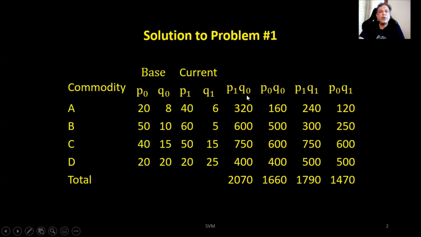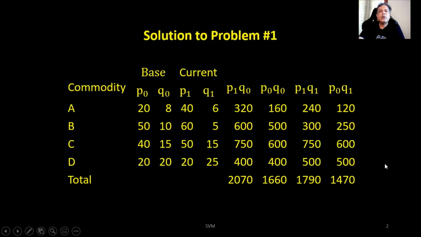When you say P1 into Q0, you are multiplying 40 into 8 to get 320, 60 into 10 to get 600, 50 into 15 to get 750, 20 into 20 to get 400. Similarly, you calculate P0 into Q0: 20 into 8, 160, 50 into 10, it is 500, 40 into 15, it is 600, 20 into 20, it is 400. Similarly, P1 into Q1 is 40 into 6, 60 into 5, 50 into 15, 20 into 25. And P0 into Q1 is 20 into 6, 50 into 5, 40 into 15, and 20 into 25 to get all these figures, and then you sum it up.